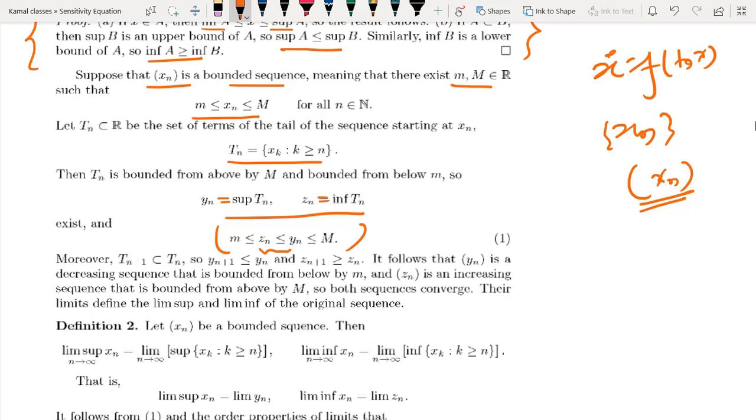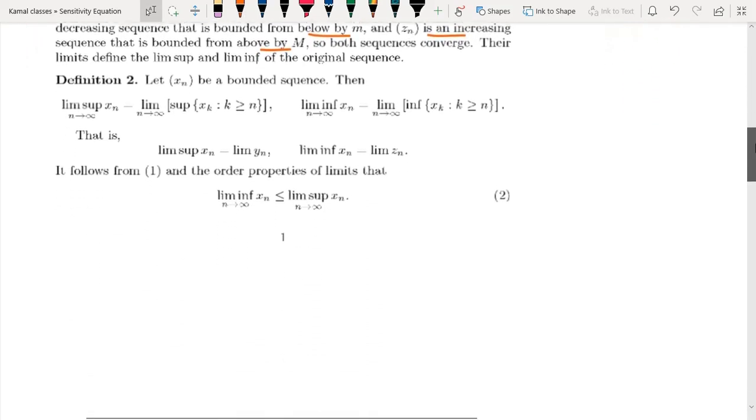Okay, so what they are telling is that suppose I have Y_n and Z_n. Whenever I have a bounded sequence, at that time Y_n is a decreasing sequence that is bounded below by minus M, and Z_n is an increasing sequence that is bounded above by M. So in this way we are defining bounded below and bounded above. Okay, these kinds of terminology are also very frequently used in control literature. So please try to be aware of this terminology.